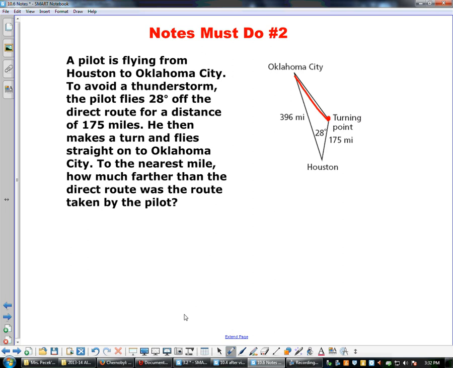And then the question is, how much farther than the direct route was this route? So originally the plane was just going to go this many miles to go to Oklahoma City. Once you find that side in red, you have to account for it. They went 175 miles this way and then that direction. So add that and compare it to what the straight route would have been without the thunderstorm.